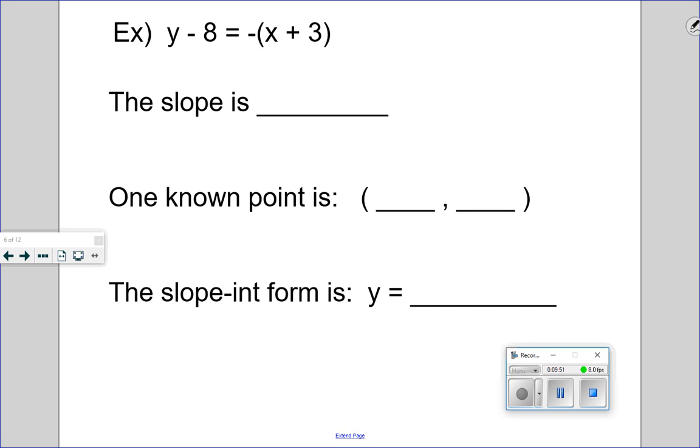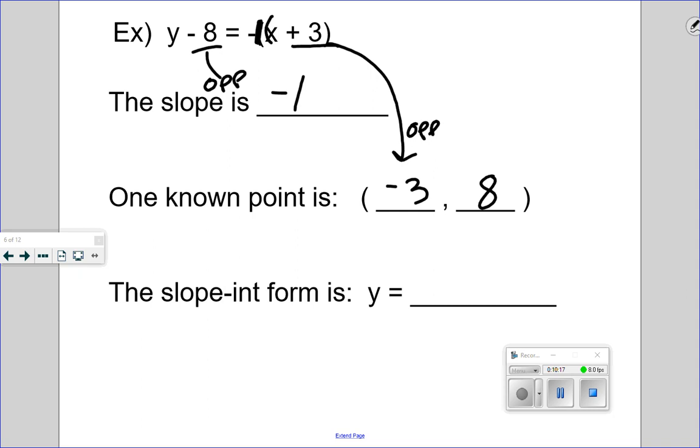Okay, so for this one, since the slope doesn't really have a number right here, you have to pretend there's an imaginary 1 in front of the parentheses. The slope does exist. It's a -1. The point that we know, since it has x plus 3, the x will be a -3. It's the opposite of this that goes there. And the y will be a +8. It's the opposite of that that goes for the y. So one point on this line is (-3, 8).